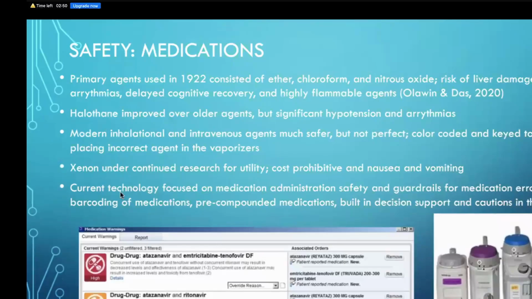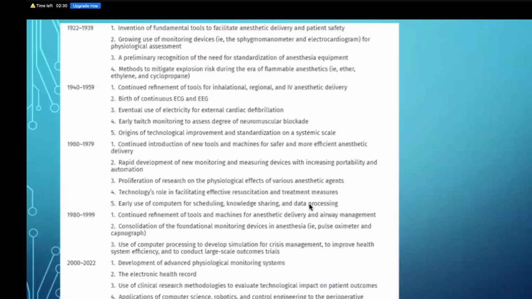And I wanted to point out, as far as devices go, here's an example of the built-in warning system. Sometimes you might order a drug or put a drug in there. The electronic health record now has the ability to alert you and say, hey, if you give this drug, it might interact with this drug that the patient's already on. So it's a nice adjunct and something that's changed over recent years.